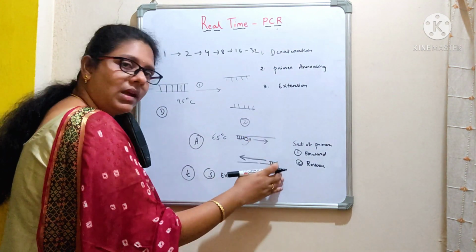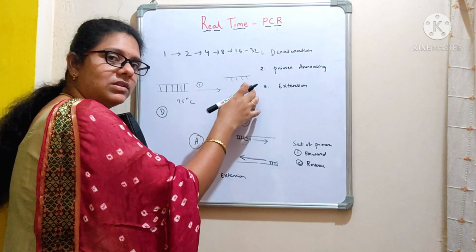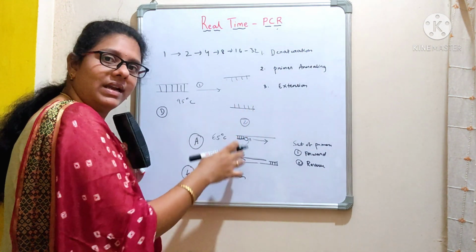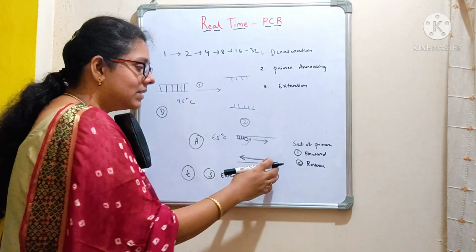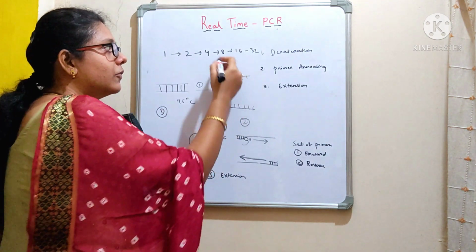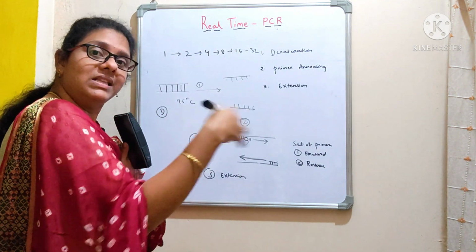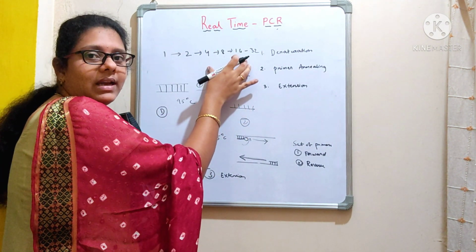When these two DNA molecules again undergo denaturation, annealing and extension in the second cycle, these two will give rise to 4. 4 will give rise to 8. So for each cycle the amount of DNA will get doubled.